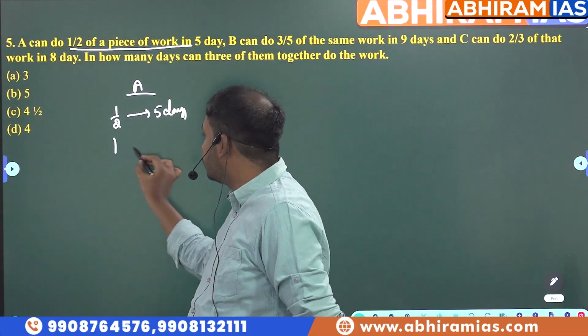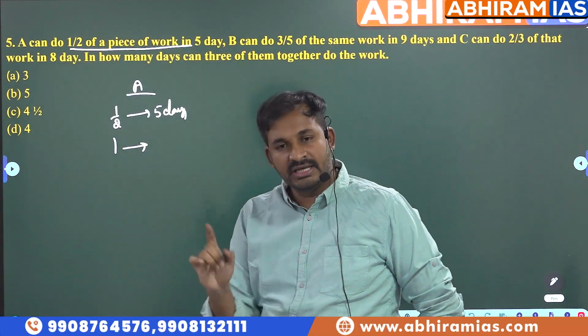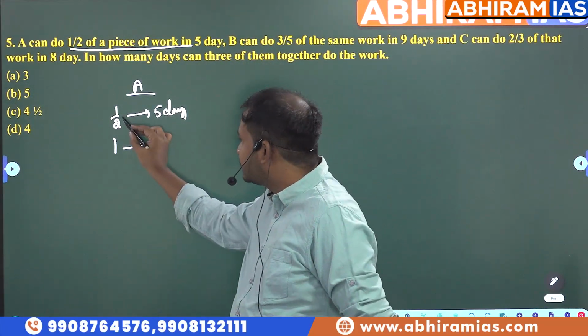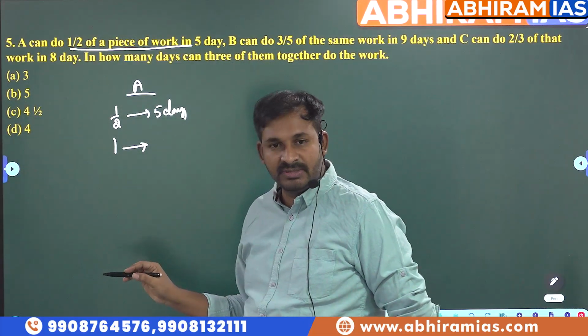So one complete work in how many days? 10 days. Here it is 1 by 2, so easy. But actually when you send 1 by 2 to the other side, it becomes what?